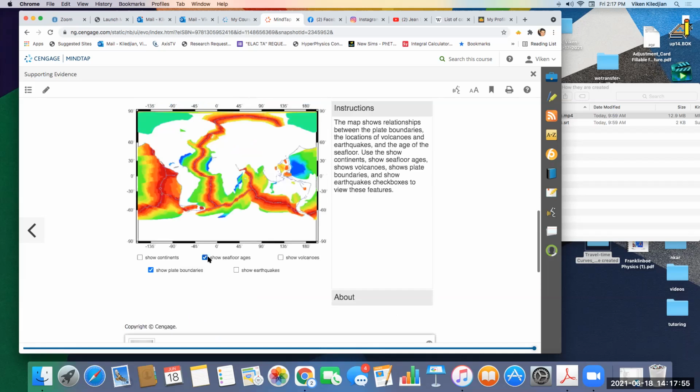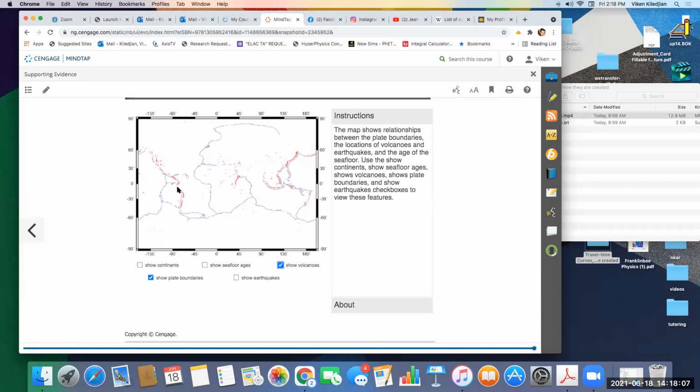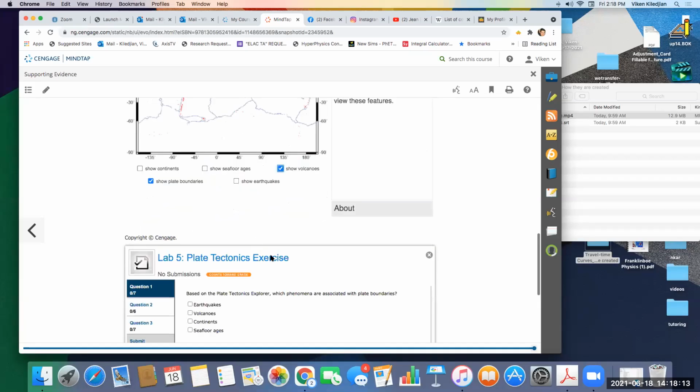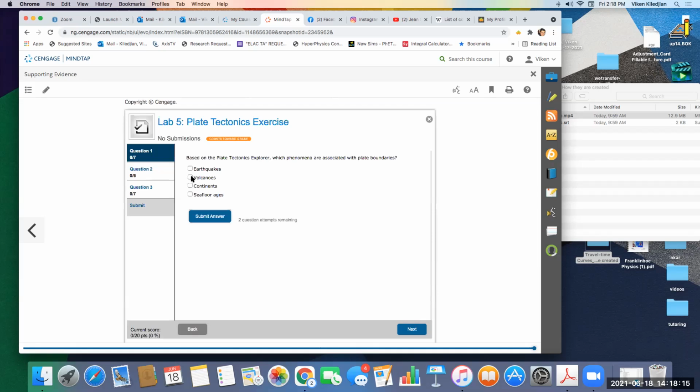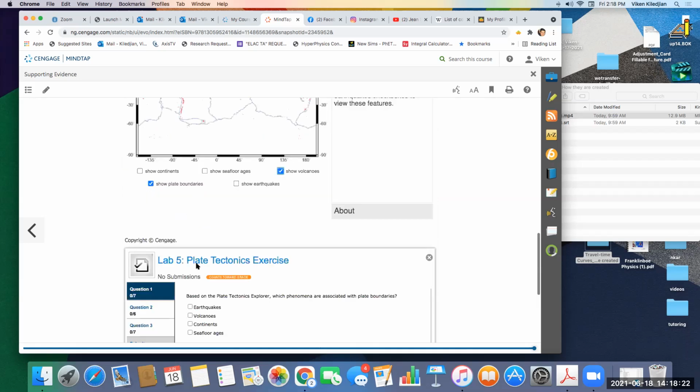Then uncheck this, and then show volcanoes, right? So you probably don't need the continents. It kind of gets in the way. So you're just comparing where the volcanoes are to the plate boundaries. Is there a relationship? So now take a picture of that. And then if there's a relationship, then you put volcanoes. And then which phenomena are associated with plate boundaries?